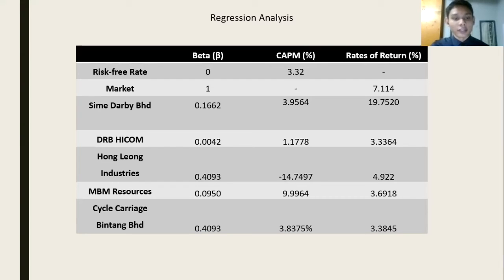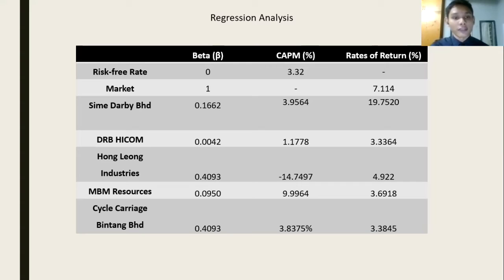Next is rate of return. The rate of return is the net benefit or loss of an investment for a given duration. In this case, we can see that all 5 firms will reap profit from a good return, in contrast with other companies, with 19.752%. Darby Berhad has the highest benefit.